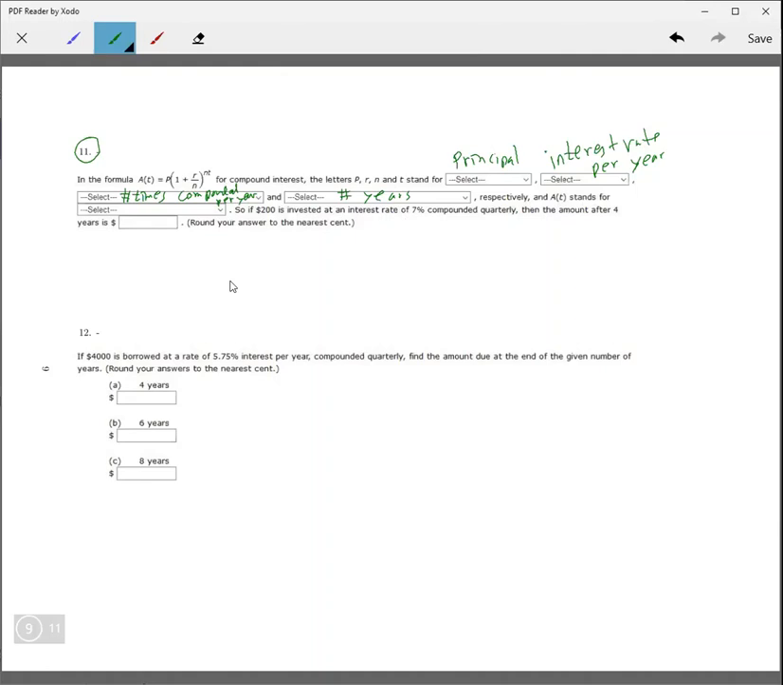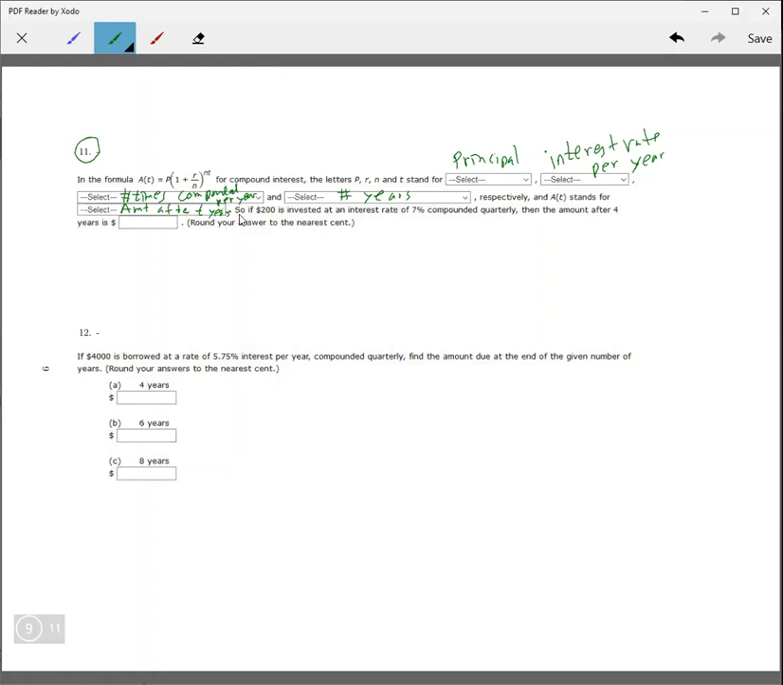A of T, which is the left-hand side of the equation, is the amount after 2 years. So it's the final amount. It's not the interest, it's just the final amount. So if you had, let's say, $500 and you invested it for a number of years and you ended up with $600, you ended up with $100 interest. Okay, so A of T would be 600. It wouldn't be 100. It would be 600 because you still have your initial plus the interest. So 500 plus 100, that's going to be 600.